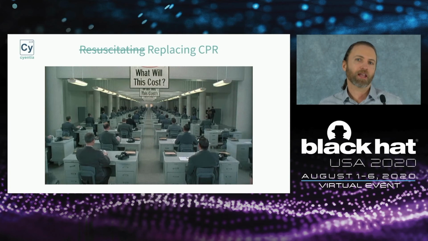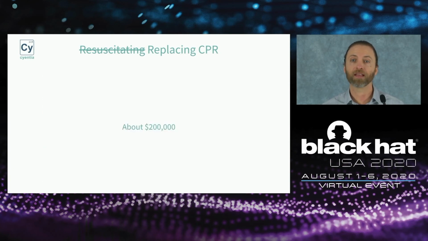So the question is, if cost per record is beyond resuscitation, how do we replace it? And this is a clip from one of my favorite movies, The Hudsucker Proxy by the Coen brothers. We don't necessarily need to have a room full of gray-suited accountants to get to what a breach will cost. If you are looking to replace a cost per record, you can say with a single great degree of confidence that the cost will be about $200,000. If you just need to fire off something very quickly, that is a great metric to use.